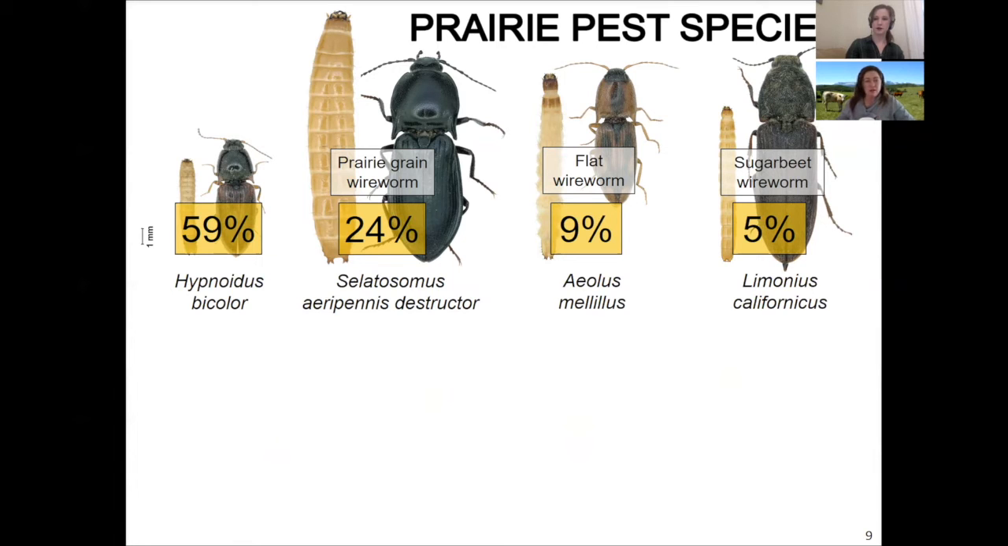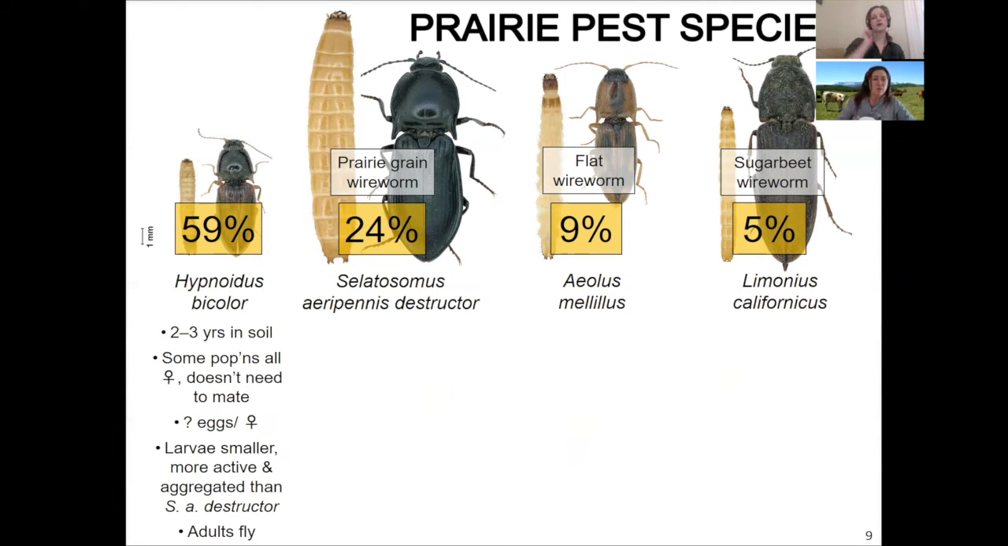This is just for the prairies, right? But let's talk about this most numerous one here, Hypnoidus. It lives in the soil for 2 to 3 years. Some populations in the prairies are all females, and some populations are mixes of males and females. So they don't always need to mate to maintain themselves. We don't know how many eggs an adult female will lay, and we know that the larvae are smaller, more active, and more aggregated in the field, or more clumped, than the prairie green wireworm, this one here. And we know the adults will fly, which affects how they would move between fields.